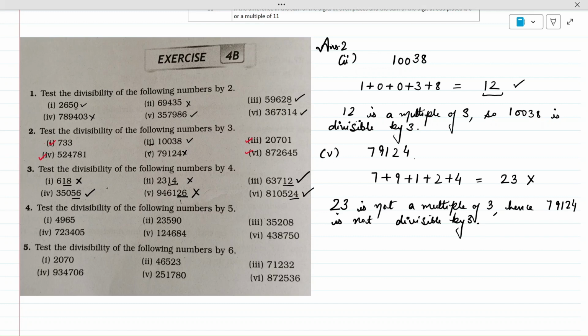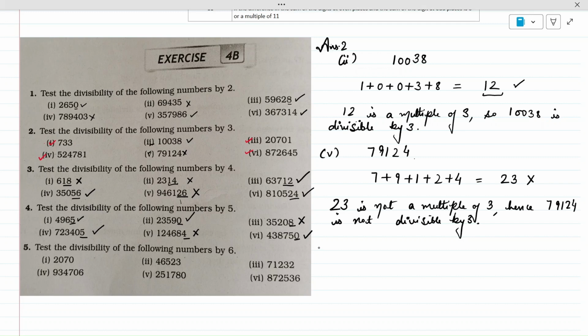Okay. Now test the divisibility of the following numbers by 5. Very easy. What was the criteria? It was that the last digit of the number should either be 0 or 5. So this is divisible because we have 5. Here we have 0, divisible. Here we have 8, so it is not divisible. Again we have 5, it is divisible. For 4, it is not. And with 0, this complete number is also divisible by 5.